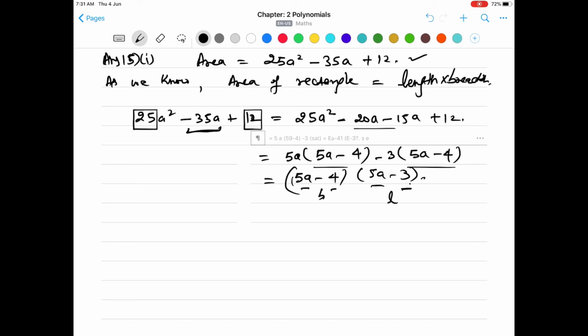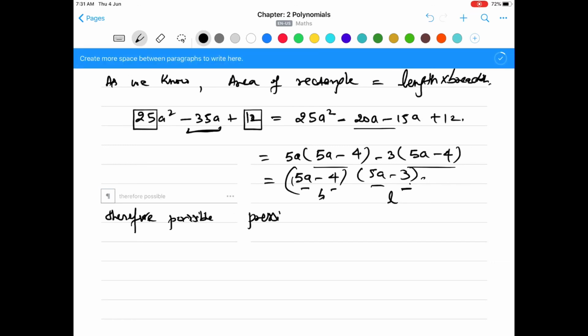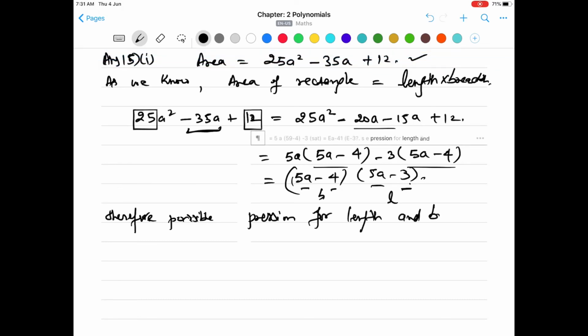So we can write this as, therefore, the possible expression for length and breadth will be, length we have mentioned first, so length is 5a minus 3 and breadth is 5a minus 4. Okay, this is the expression.